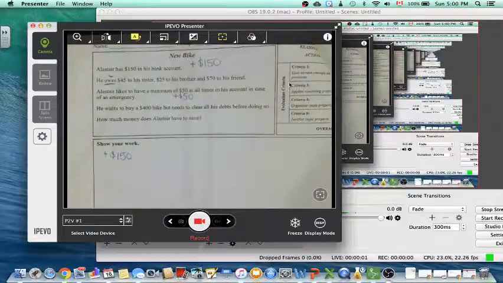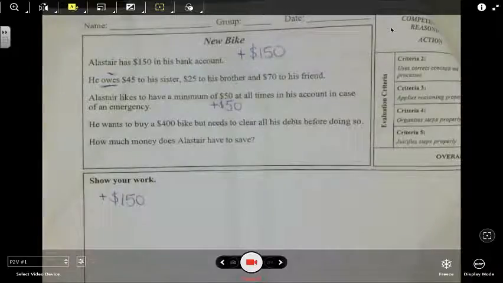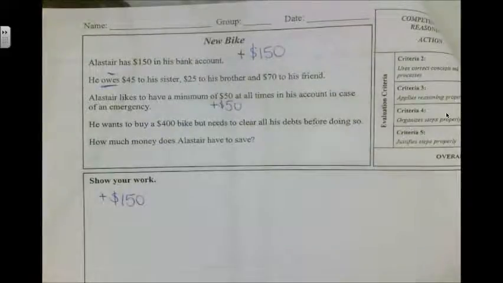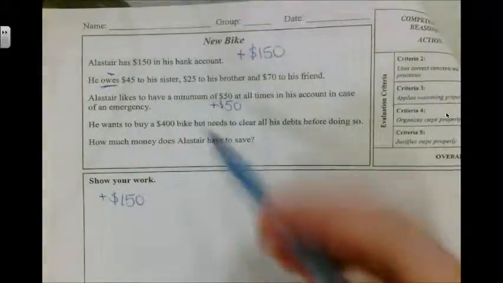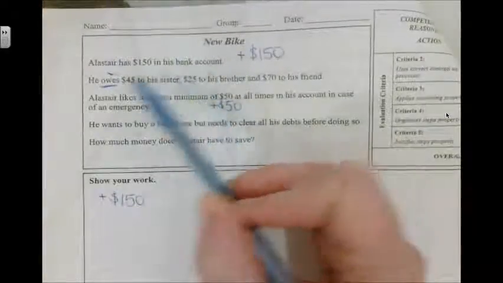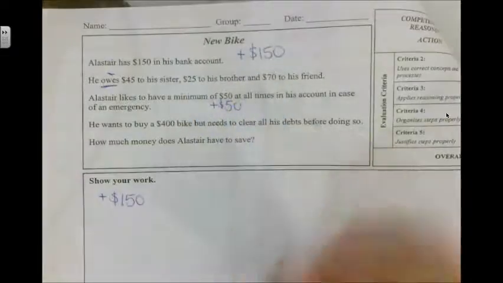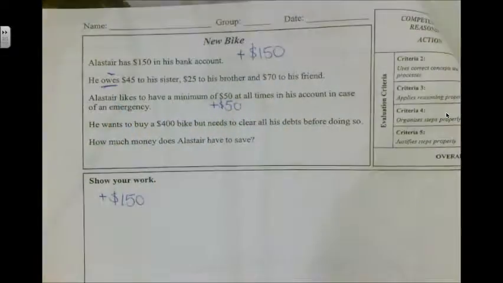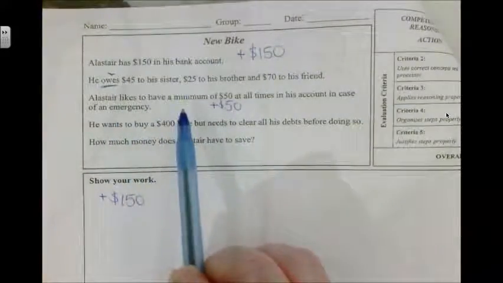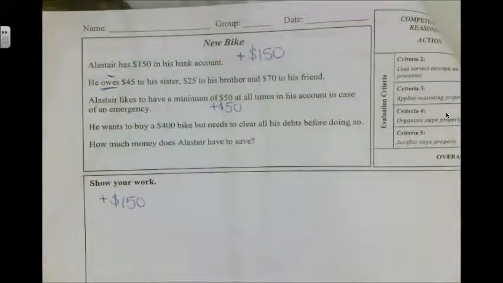All right, this is attempt number 2 for this question because the camera was glitching, but it's for grade 7 from your long answer review package. So we're already looking at Alistair has $150 in his bank account. He owes this amount of money, so he owes $45 to his sister, $25 to his brother, and $70 to his friend. So all of these numbers are numbers that we have to subtract from the $150. It also says Alistair likes to have a minimum of $50 in his account at all times in case of emergency. He wants to buy a bike for $400, but he needs to clear all of his debts before he can buy the bike. So how much money does Alistair need to save up?